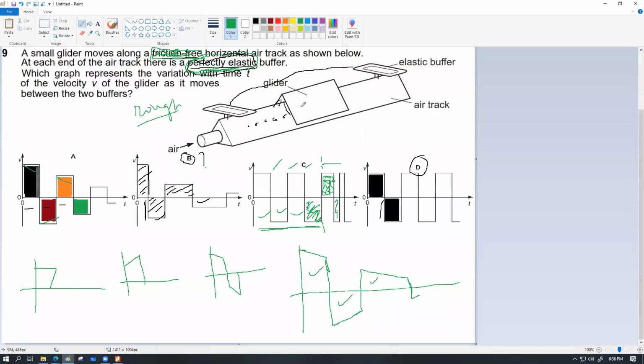Because if it is a perfectly elastic buffer, then the hitting speed and the rebound speed should be basically equal. But as the glider travels from one buffer to the other buffer, its speed should slowly become less. Speed becoming less means the speed should slowly approach zero. So this is not going to fall downward; if it falls downward, that would mean the speed is increasing.